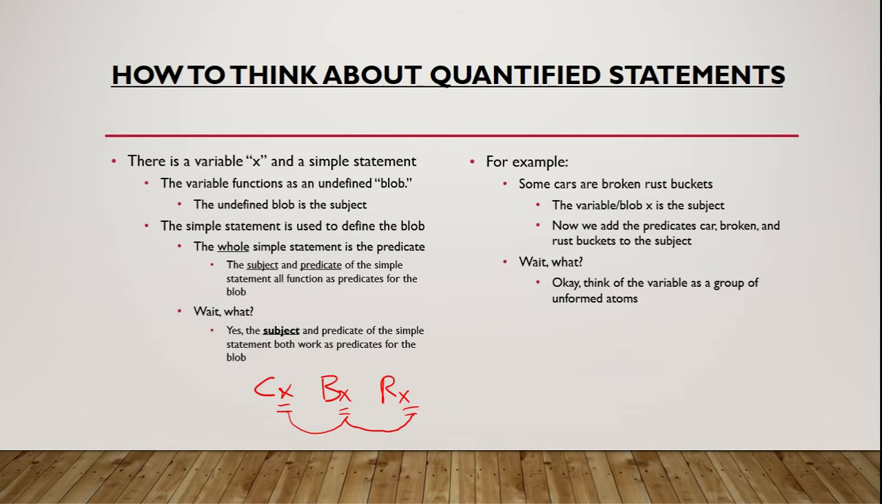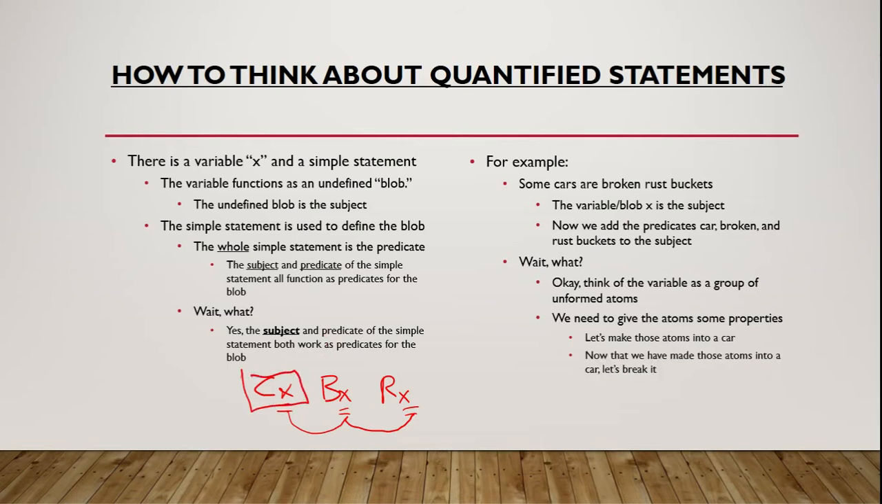And we need to form that cluster of atoms. How do we do it? We need to give the atoms some properties. So let's first make the atoms into a car. Boom, done. Second, now that we have made those atoms into a car, we need to break it. Done. And finally, now that we have a broken car, let's go ahead and make it a rust bucket. Done. And that's what we've done with the relation between the x and the predicate all three times.